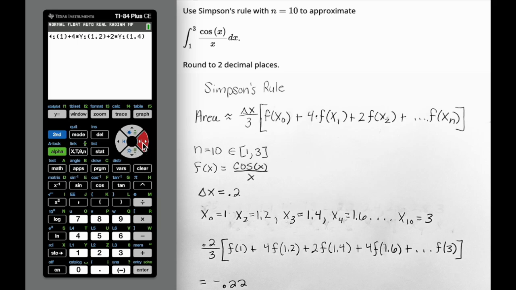All right, so after the value of the function at 1.4, I'm going to add 4 times the value of the function at 1.6, plus 2 times the value of the function at 1.8, plus 4 times the value of the function at 2. I'm just going to go ahead and continue to type all this in.